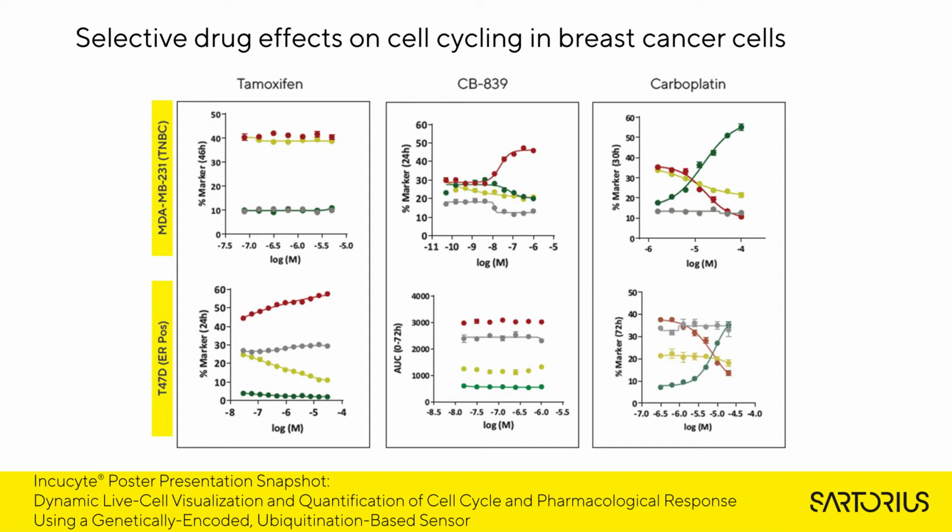Carboplatin is a nonspecific inhibitor of DNA synthesis, interrupting DNA replication. Both breast cancer cell lines are held in the SG2M phase of the cell cycle when treated with this chemotherapeutic. Taken together, these data show the Incucyte cell cycle indicator can distinguish selective chemotherapeutic effects.